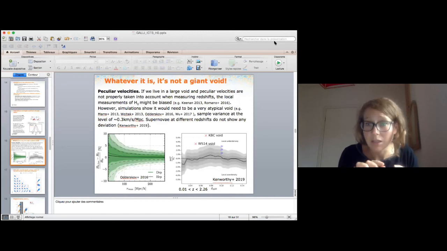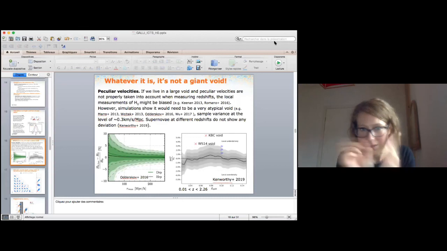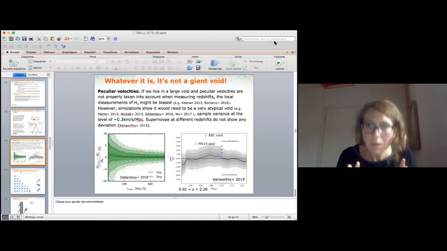And this sample variance contribution to the H0 uncertainty was estimated to be 0.3 kilometers per second per megaparsec. We need to go from 67 to 74, and this accounts in lambda CDM for only 0.3 kilometers per second per megaparsec at 1 sigma. So this tells you already that if you believe lambda CDM, the void would rule out lambda CDM. Okay, we would need a gigantic void.